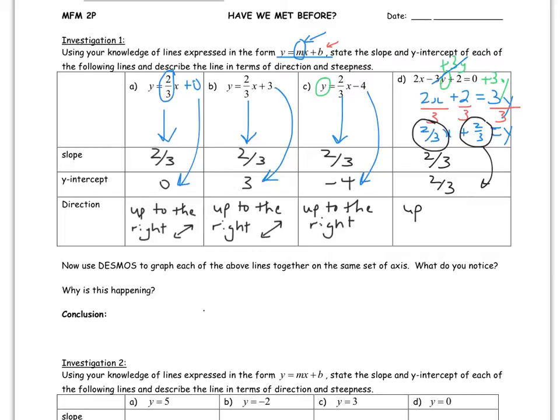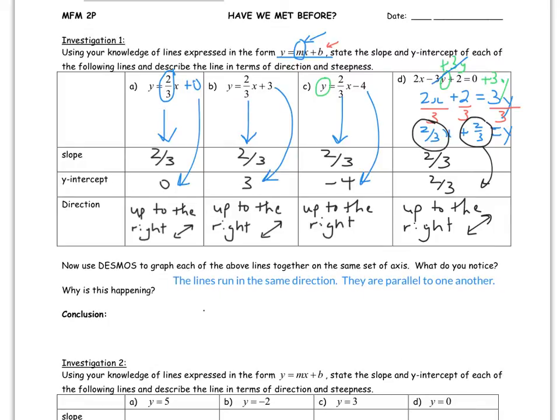And that line also goes up to the right in terms of direction. Okay, so it's an increasing graph. It goes this way. Now, use Desmos to graph each of the lines together on the same set of axes. So hopefully you did that step. And when you do that step, what do we notice? We notice that the lines all run in the same direction. In fact, more specifically, they are parallel to one another. They'll never intersect. Okay, so that's what we should have noticed there.